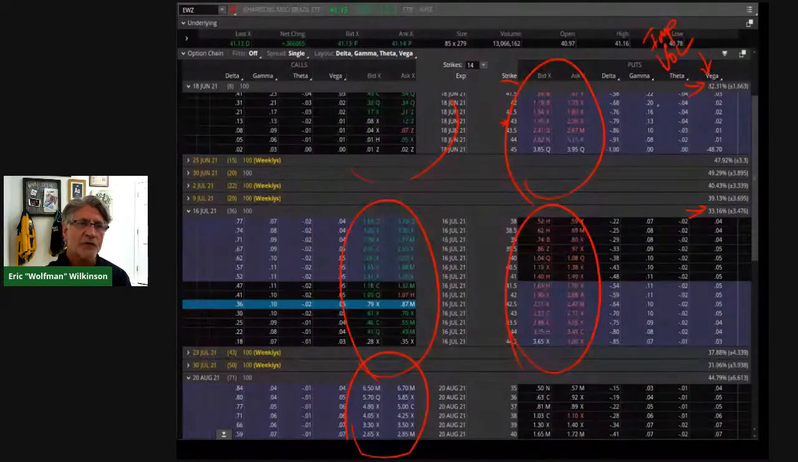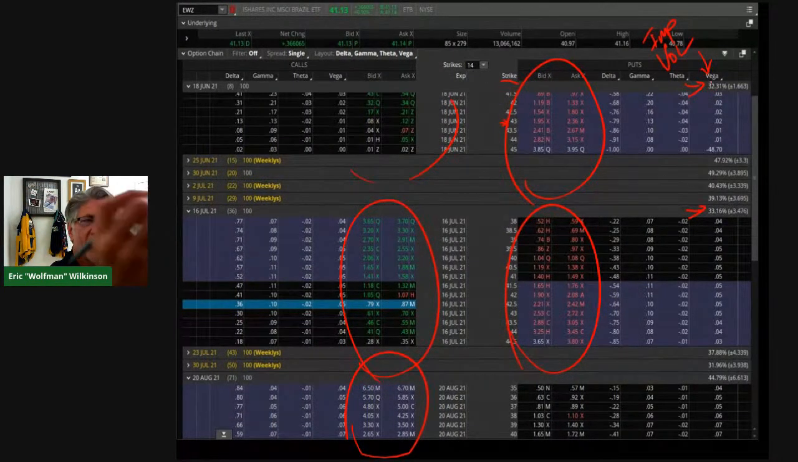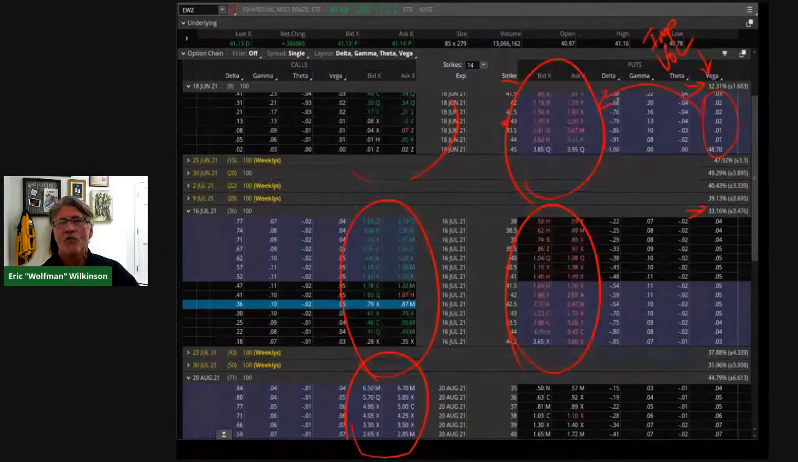What Vega does, which is implied volatility or volatility in general: when volatility goes up by 1 percentage point, say from 32 to 33, this Vega coefficient will increase the premiums by that amount for each percentage point. If it's 2 percentage points, it's going to be double that, right? 5 percentage points, 5 times whatever that number is. So as volatility goes up and down, the premiums are affected by that.